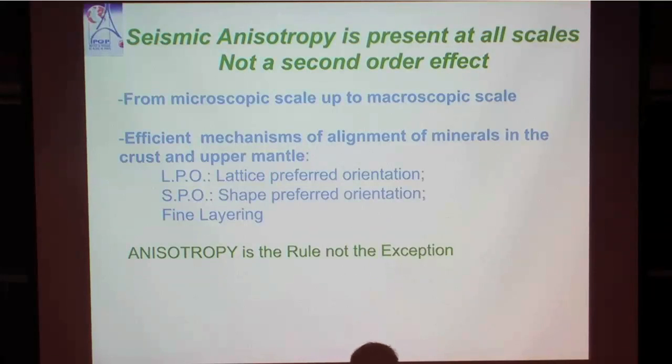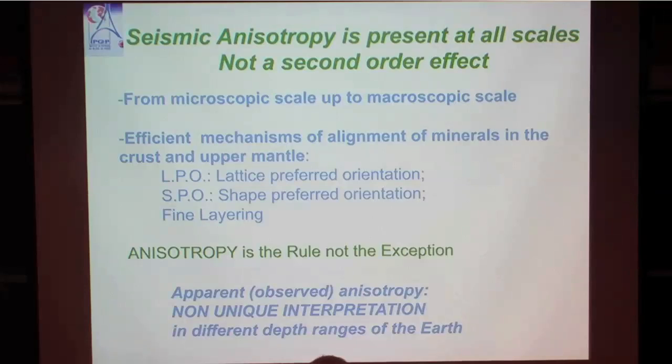Okay, so what I would like to convince you of is that seismic anisotropy is not a second-order effect, but it is present at all scales. And I will show you that we have to try to understand the different processes from the micro scale up to the observation scale. Different mechanisms are in play, and I will detail the different mechanisms that align minerals and also create seismic anisotropy. So I would like to say that anisotropy is the rule, not the exception, and we really have to take anisotropy into account when we want to explain seismic data. Of course, what is quite difficult is that we have the observed anisotropy, and the phase of interpretation is more complex because we have non-unique interpretation in different ranges of the Earth.